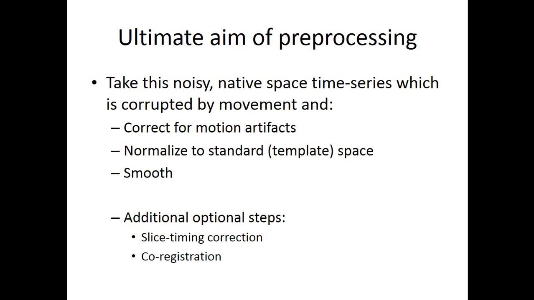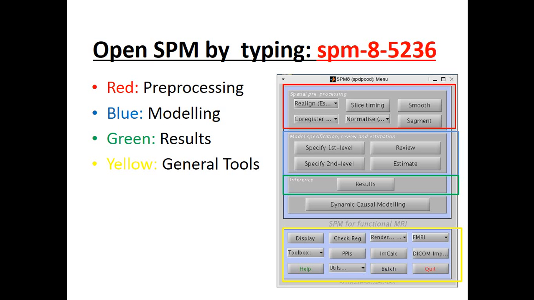Okay, so the aim of pre-processing is to take some noisy data in native space, which is corrupted by movement, because no matter what you ask them, people end up moving a little bit, and correct for the motion and normalize to standard space. Additional steps, which we'll also cover and which are almost always used, are slice timing correction, to correct for this timing difference in sampling of the BOLD response, and co-registration, where we align a structural and a functional image together.